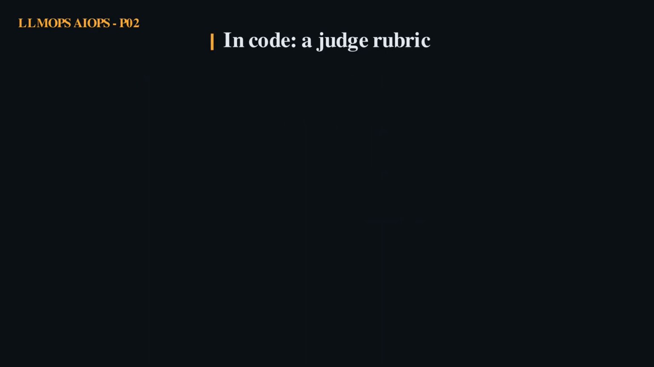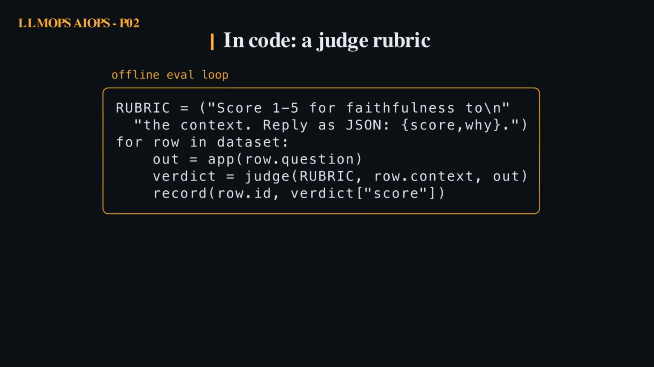A judge is just another prompt. You give it a rubric and ask for a structured score with a reason. Loop it over the dataset. Record each score and you get one number you can track release over release, plus a written reason for every low score to investigate. Asking for the why field is not optional. It is what turns a mysterious low score into an actionable bug report.